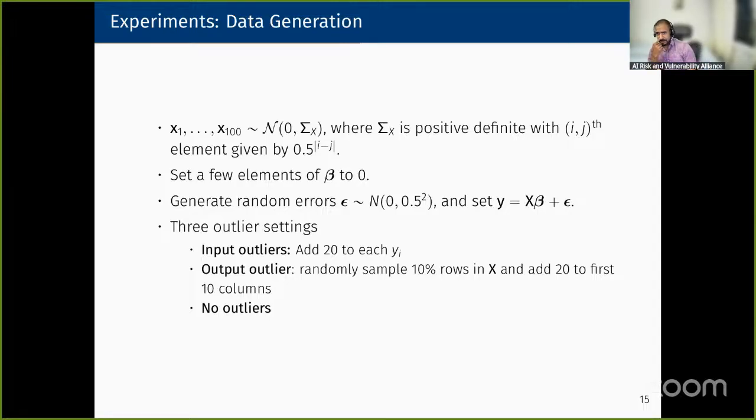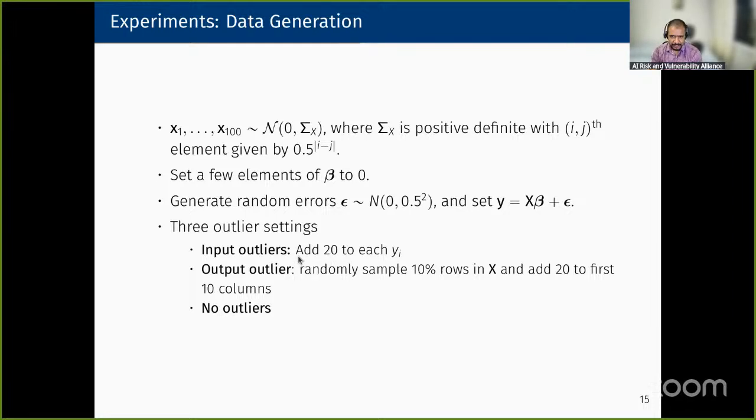Okay, so some amount of experimental validation. For that, we generated 100 samples corresponding to a certain correlation structure. Set a few elements of the coefficient matrix to 0. There are a couple of settings of this that you can check out in the paper. One, a strong signal setting, another a weak signal setting. Then generate random errors, and then consider 3 settings of outliers.